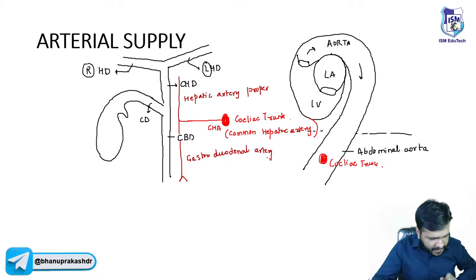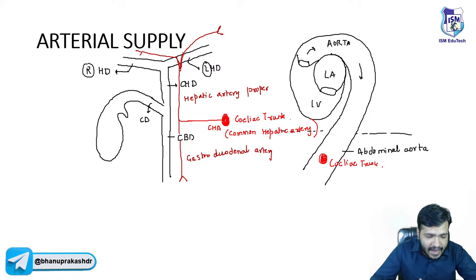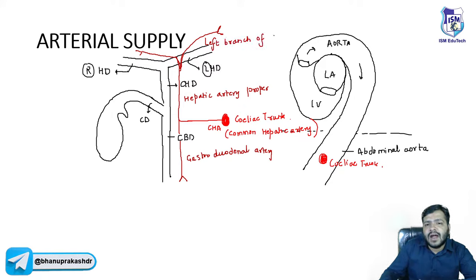Now, this common hepatic artery gives off two branches, hepatic artery proper and gastroduodenal artery. So you all are aware that this hepatic artery proper, beta, will divide into two branches. One will go towards the left side of the liver, to the left lobe, and that is called the left branch of the hepatic artery proper.